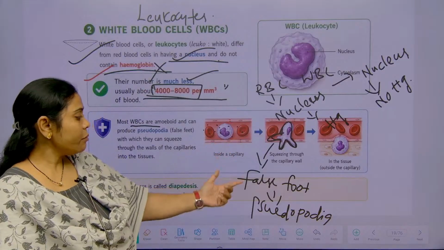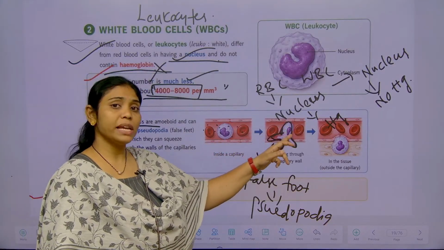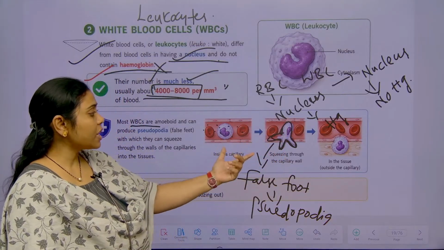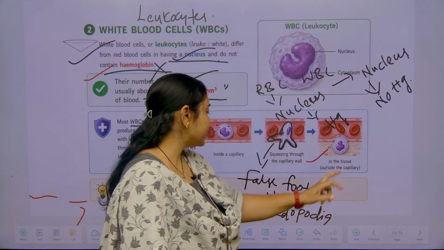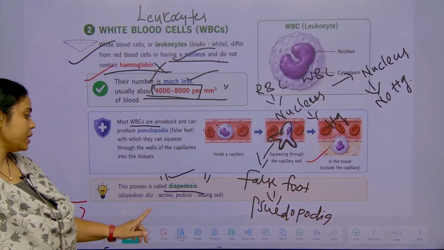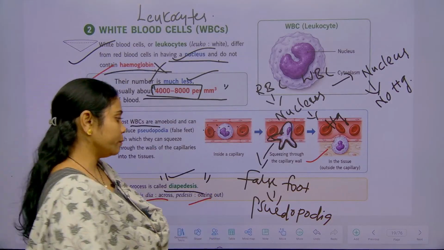Because of the pseudopodia, some of the blood cells come out of the capillary. This coming out process we call what? Diapedesis. See here, dia means across and pedesis means oozes out.